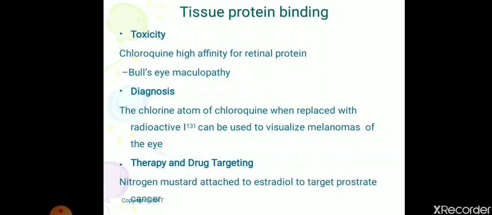See the example, nitrogen mustard. It is an anti-cancer drug used for treating malignancy. If it is attached to estradiol, a natural estrogen, it can be delivered directly to the prostate and can be used for treating prostate cancer without producing many side effects.